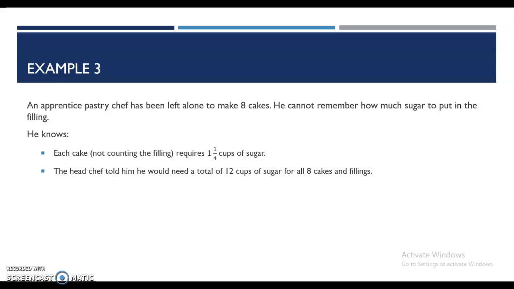An apprentice pastry chef has been left alone to make 8 cakes. He cannot remember how much sugar to put in the filling. He knows each cake, not counting the filling, requires 1 1/4 cups of sugar, and that the head chef told him he would need a total of 12 cups of sugar for all 8 cakes and their fillings. So, there we go. Now we're at the writing.